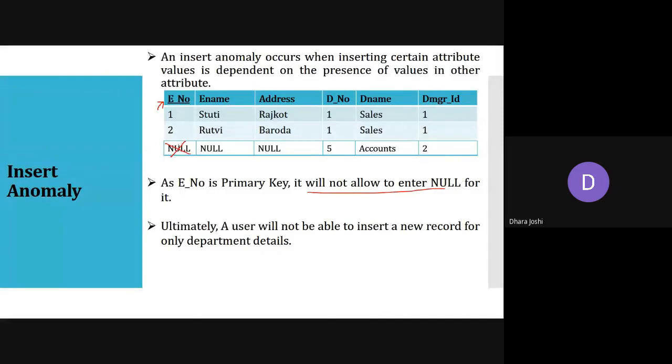The problem occurs while we are inserting the records. Insert anomaly occurs when certain attributes cannot be inserted into the database without the presence of another attribute. Like we are not able to insert the department number, name, and manager ID until we have recruited any employee under this department. So these 3 attributes which we have entered, 5, accounts and 2, we are not capable of inserting until we have any employees. So they are dependent on that, and this is called insert anomaly.